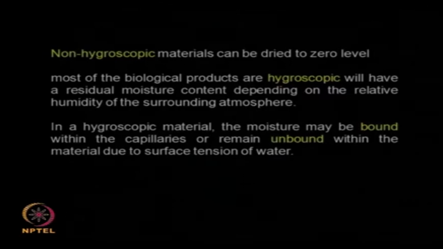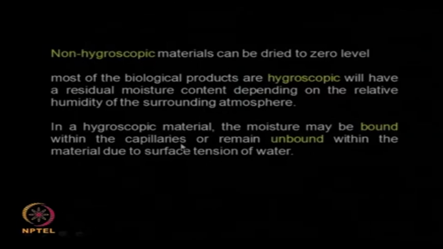Now the hygroscopic material may have two types of water. One is called the bound water, the other is called the unbound water. Unbound water is the water which is present in the material due to surface tension, whereas bound water is water which is present inside the capillaries of the solid. So it will be very difficult for you to remove bound water, whereas unbound water can be removed easily.